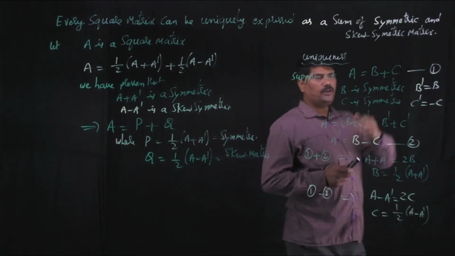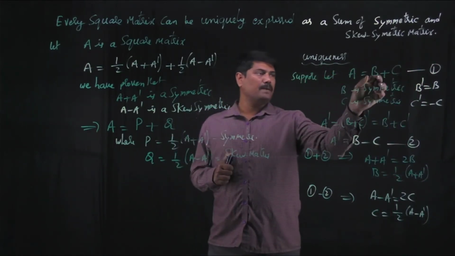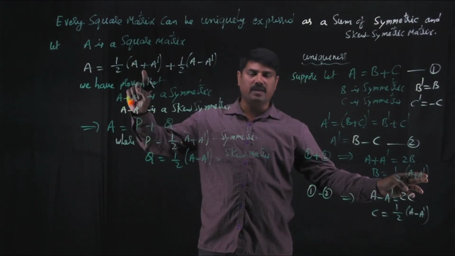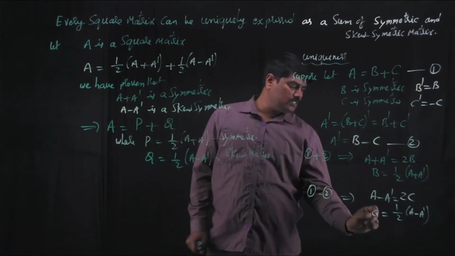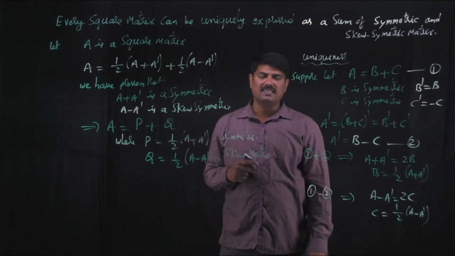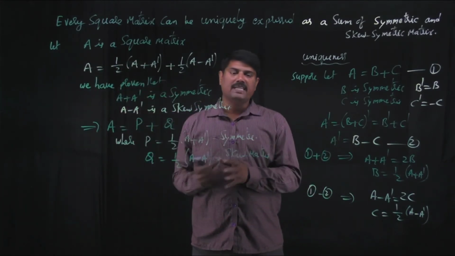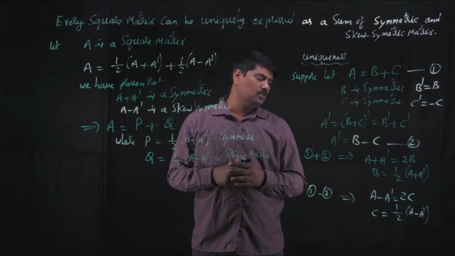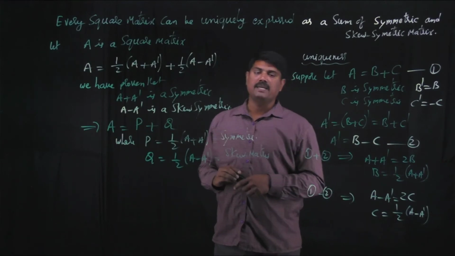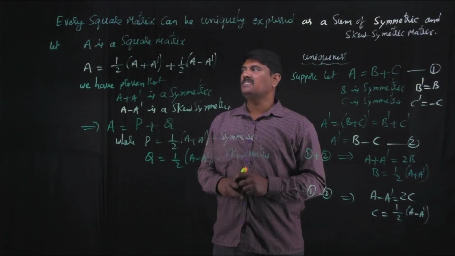So even if you consider another possible symmetric and another skew symmetric matrix, that possible symmetric matrix is equivalent to half into A plus A dash, which we already considered here, and that skew symmetric matrix is half into A minus A dash, which is similar to what we considered at the beginning. So that's why you can say that every square matrix can be uniquely expressed as a sum of a symmetric and a skew symmetric matrix, and that symmetric matrix, remember, is half into A plus A dash, and that skew symmetric matrix is half into A minus A dash. So this is the concept.